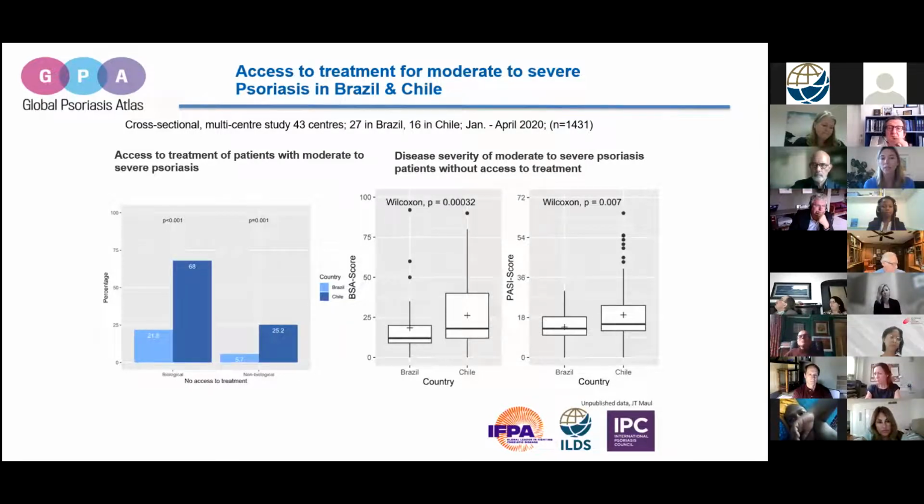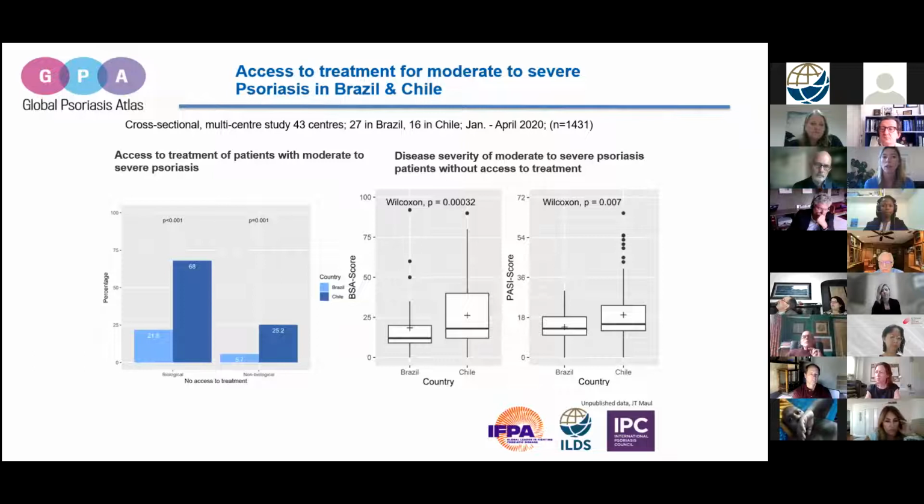And on the right side, you see the patients who have severe psoriasis without access to treatment, and how their body surface area score and PASI, which is the Psoriasis Area and Severity Index, look. We know that above a score of 10 it is defined as severe psoriasis. In the graphs below, you can see that in both countries patients with no access have very severe psoriasis, and there is a significant difference between Chile and Brazil.